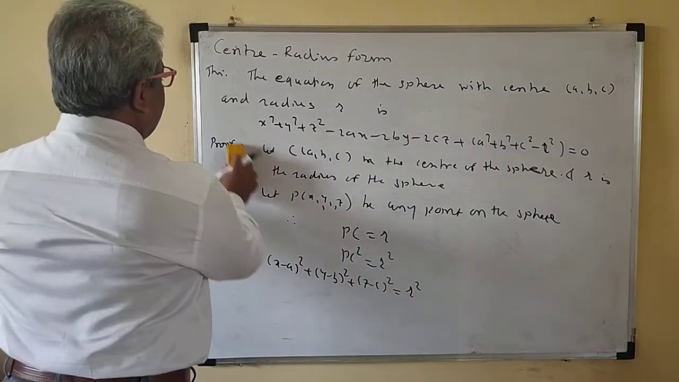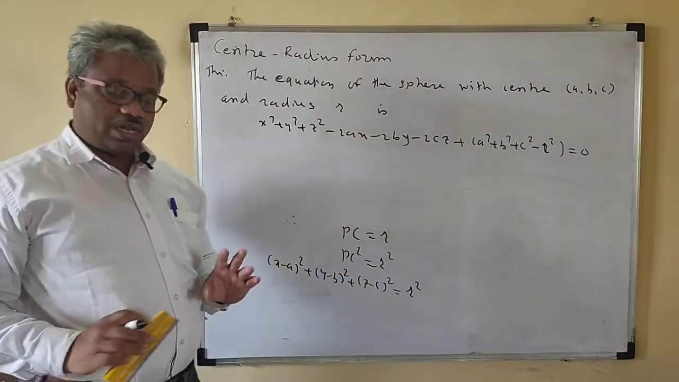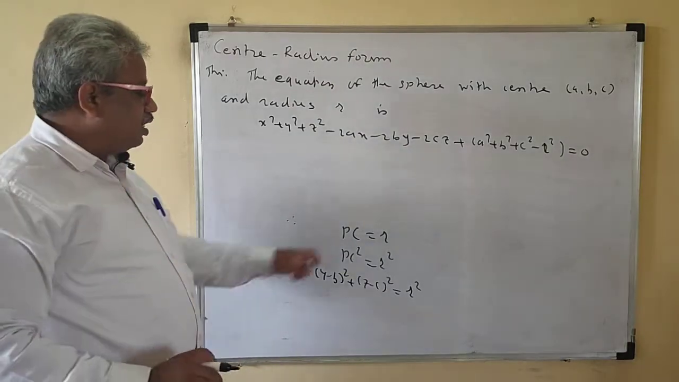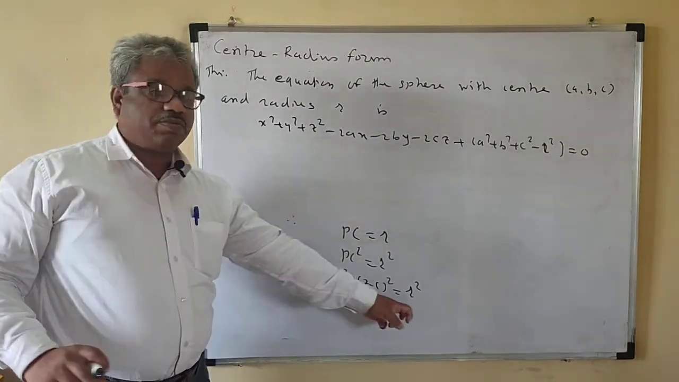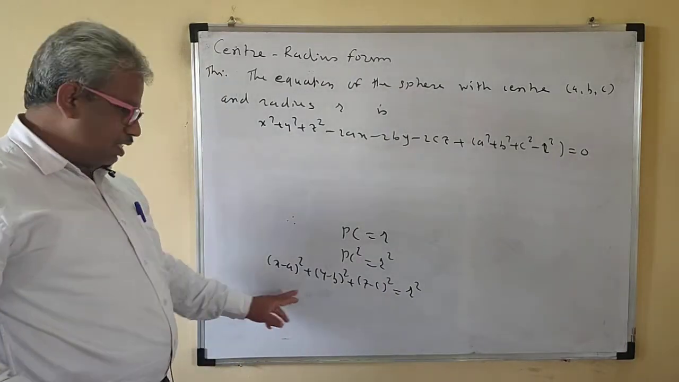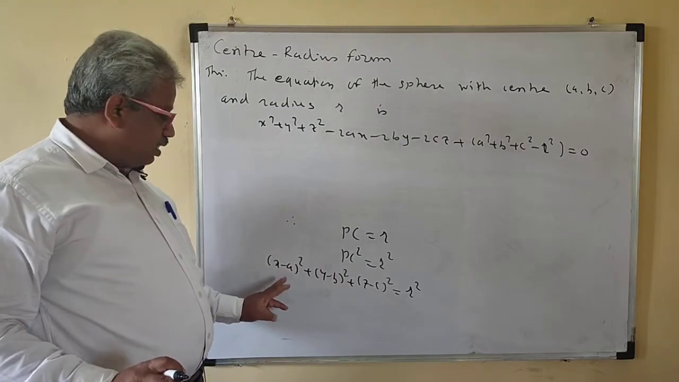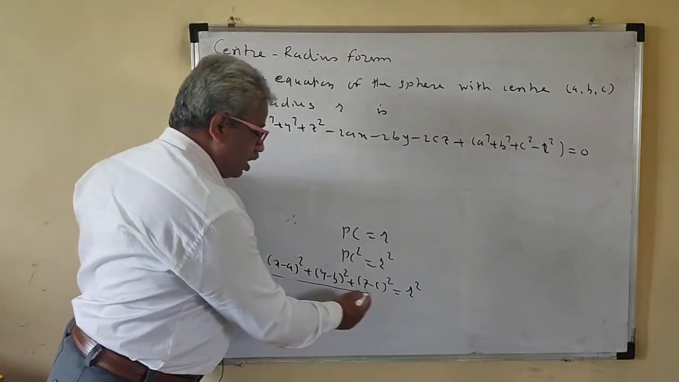Now we will expand this. The geometrical condition is PC equal to r, and you have to convert it into algebraic form. This is the algebraic form, the center radius form. Actually, this is enough. Remember that if the center and radius are given, just write this as the equation of the sphere.